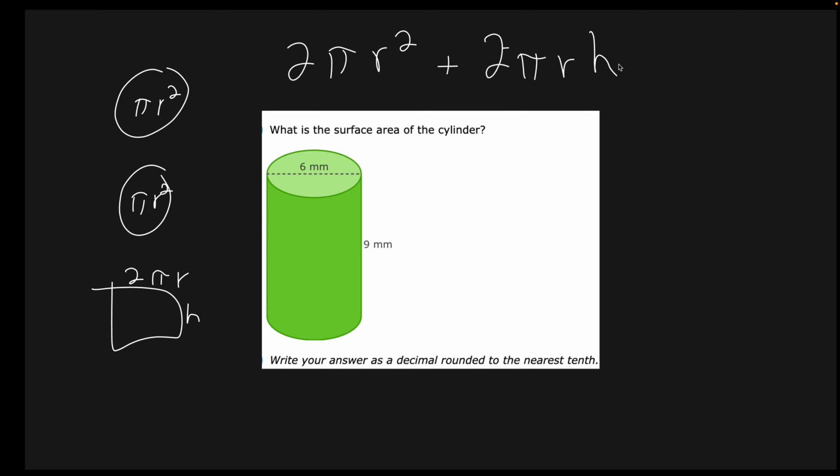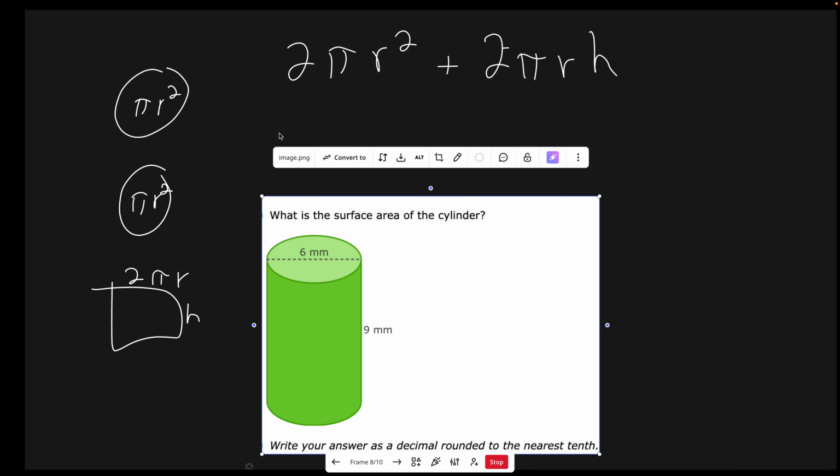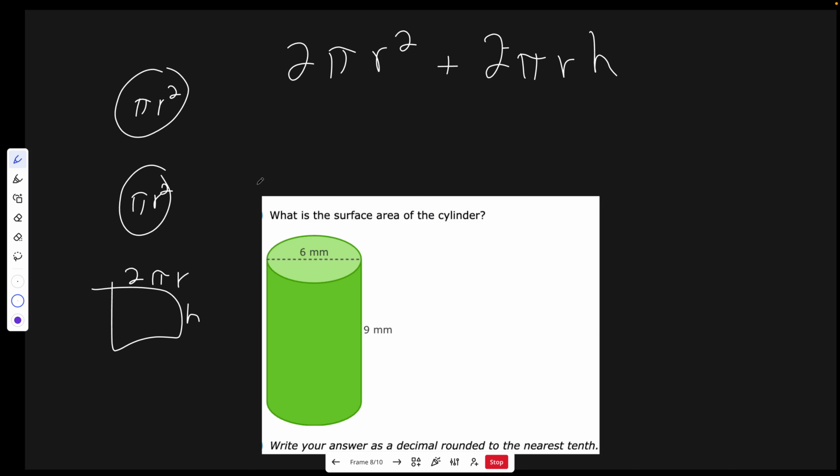Okay, if you plug in the numbers, so if you do 2 times 3.14 times 3 squared plus 2 times 3.14 times 3 times 9, right? Just putting in all the numbers. If you plug that into a calculator, you'll get the same exact answer.